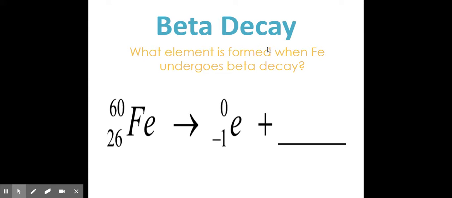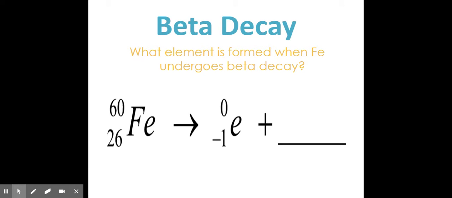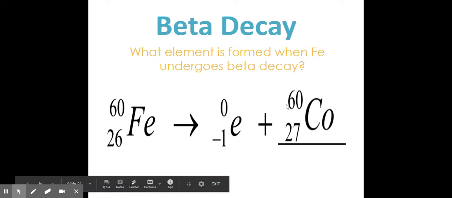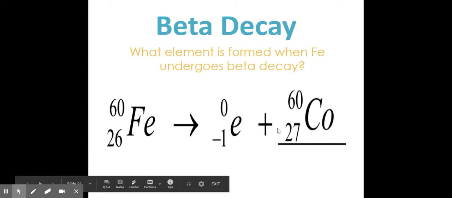So, quick question. What element is formed when iron undergoes beta decay? Remembering that the mass number doesn't change, but the atomic number does. I'll give you a second to check your periodic table. Perfect. Mass number stayed the same, but cobalt is the element that's produced because you're just going to add a -1 to that 26 and come up with 27.